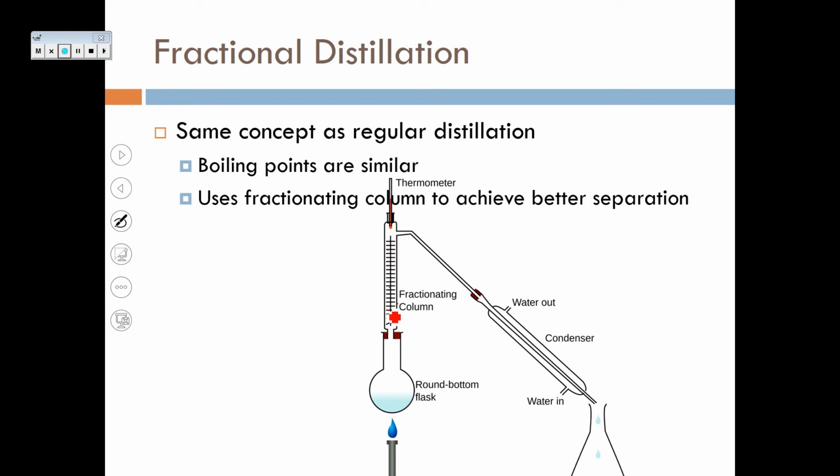What the beads do is allow a greater number of surface points for evaporation and condensing to occur, so that by the time the vapor reaches up here, it is going to be 100% of your first solution, which you can call liquid A, for example, here at the top. So the fractionating column just creates more surface area to achieve a better separation between two liquids that have similar boiling points.